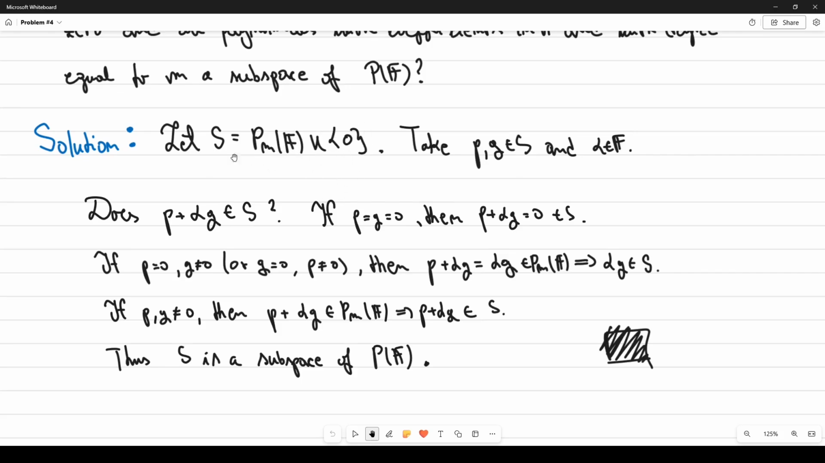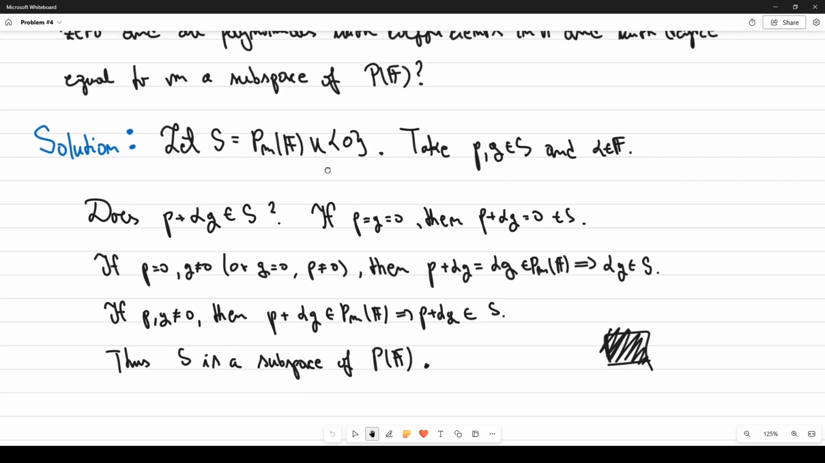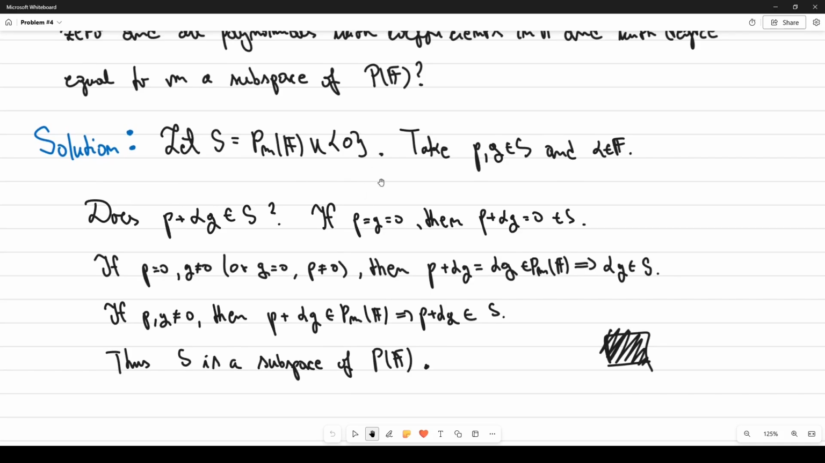If we didn't include 0 in here, well, then this set wouldn't be a vector space, because if we look at all polynomials of degree, for example, 1, 0 does not belong to that set. So there would be no way for this to be a vector space, hence why we have to add 0.